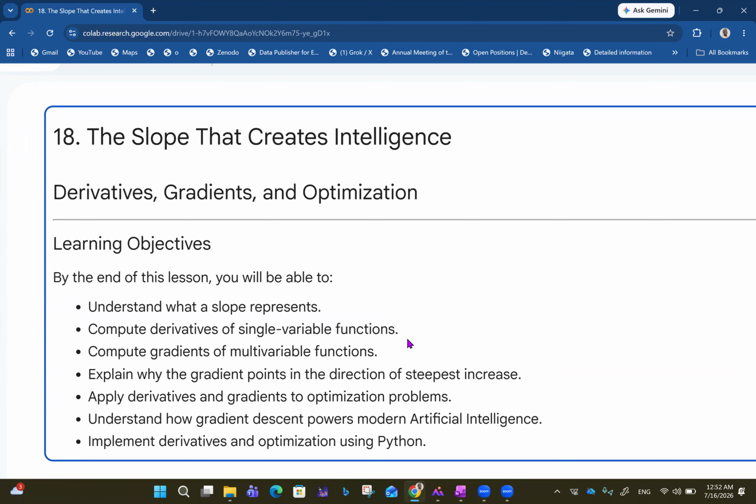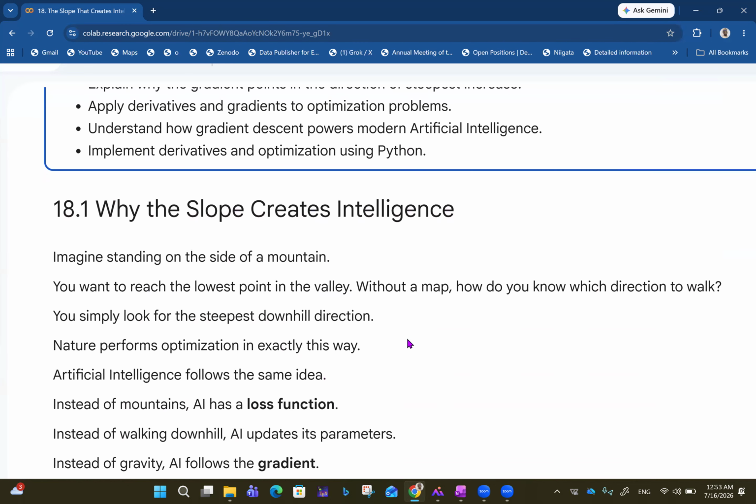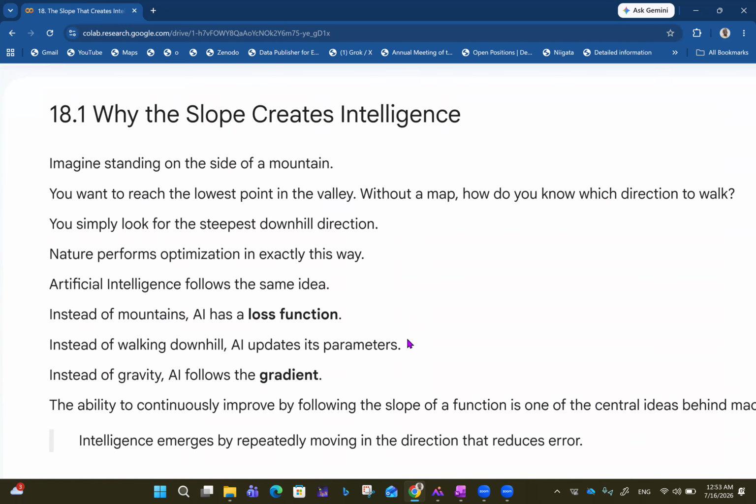We compute derivatives of single variable functions. So here we are going to say the mathematics, really. Then compute gradients of multivariable functions. So when you have more than one variable, of course, we know AI systems usually have multiple parameters. Then explain why the gradient points in the direction of steepest increase, then apply derivatives and gradients to optimization problems, then understand how gradient descent powers modern artificial intelligence, and implement derivatives and optimization using Python. So let's see why the slope creates intelligence.